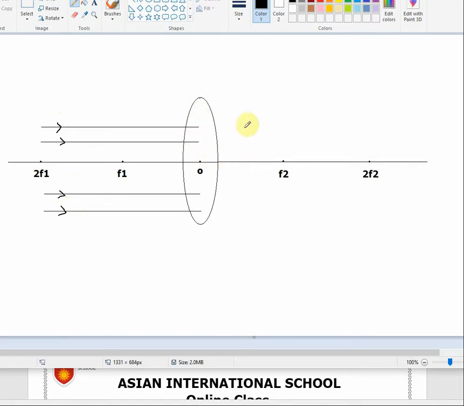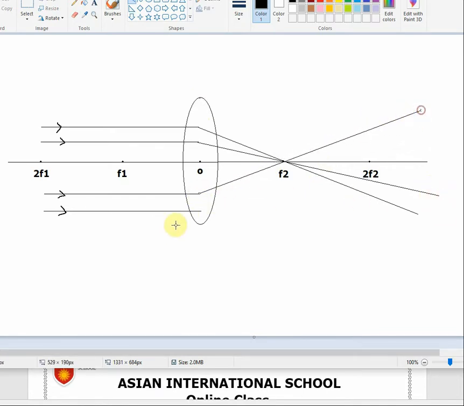Alright, so they will be all refracted. We know how they will be refracted. They will be all refracted from the focus. If we do that, they will do like this, then this one, and this one. So we see what happens here.